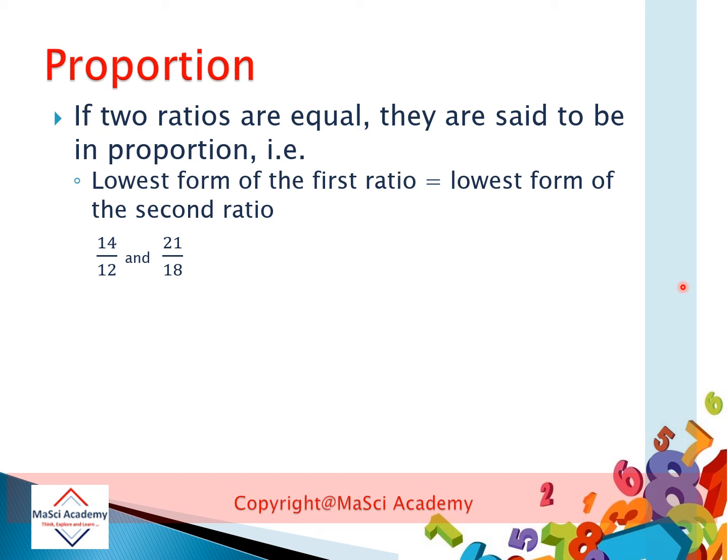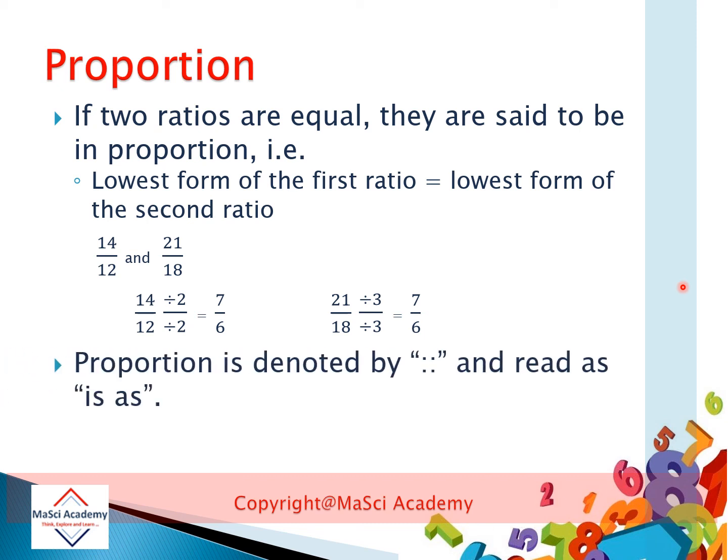For example, 14 upon 12 and 21 upon 18. What is the lowest form of 14 upon 12? It's 7 upon 6. And 21 upon 18, again the lowest form is 7 upon 6. So we say that the two ratios 14 upon 12 and 21 upon 18 are in proportion. Proportion is denoted by two colons and read as 'is as'. 14 is to 12 is as 21 is to 18.